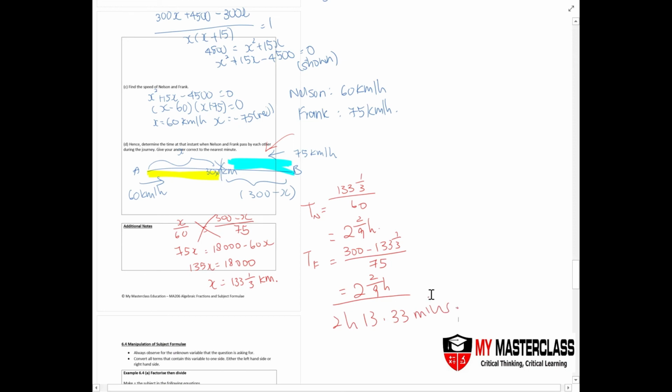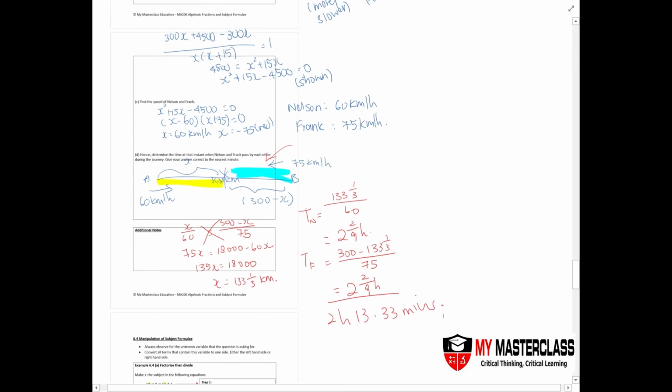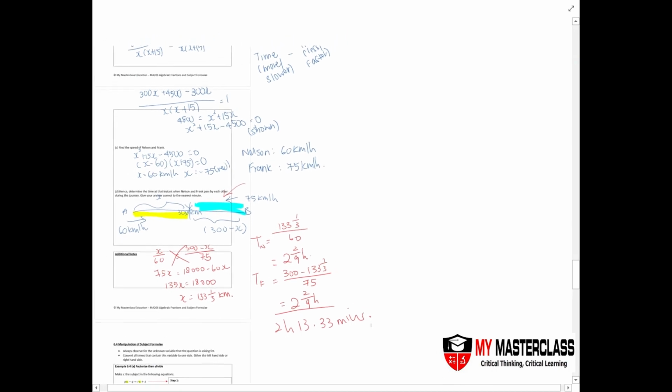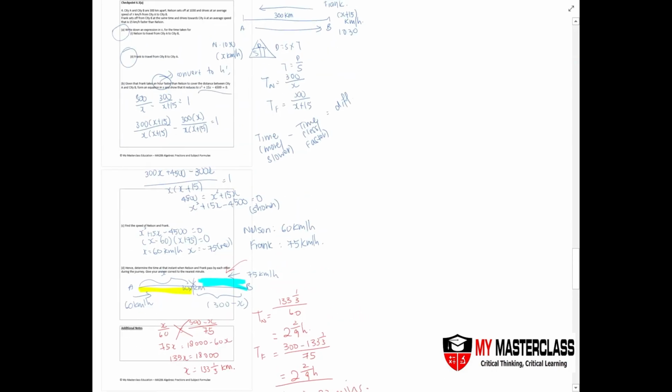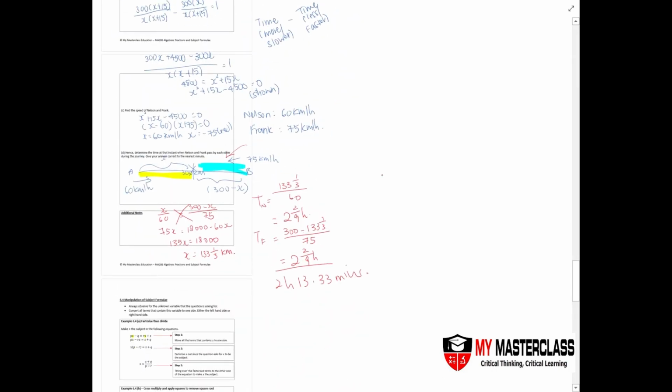Right? Okay, so down here they're asking you to determine the time at the instant. Initially they started their journey at 10:30, right? So 10:30 plus 2 hours: 1 hour, 1 hour, 11:30, 12:30, right? And then you add an additional 13.33 minutes. You should be getting 12:43. That's the nearest minute. So this would be your nearest minute and your final answer. Okay?